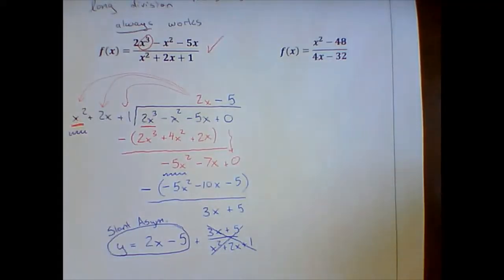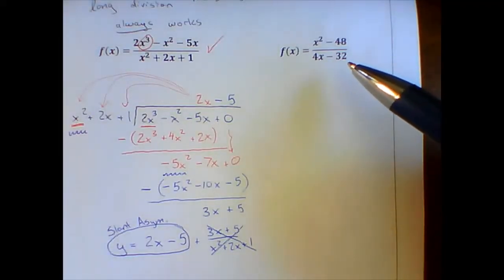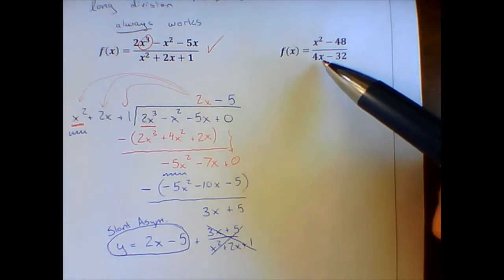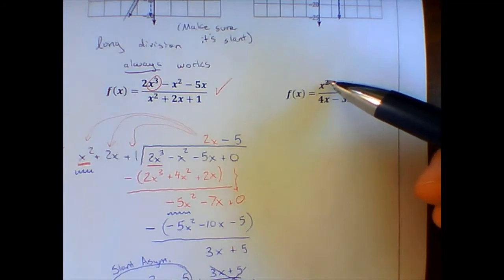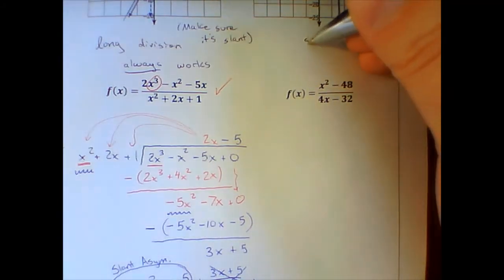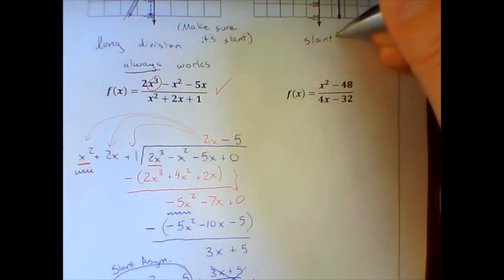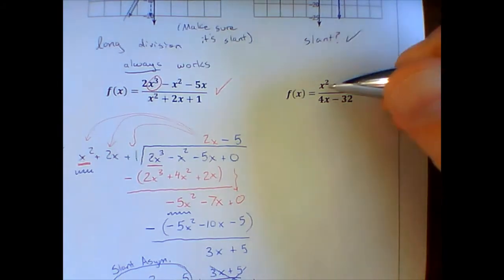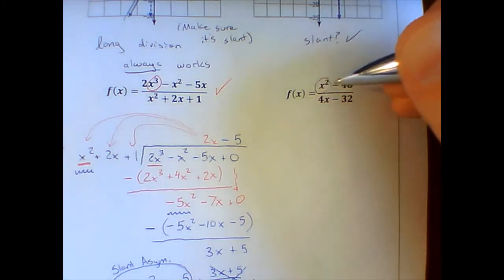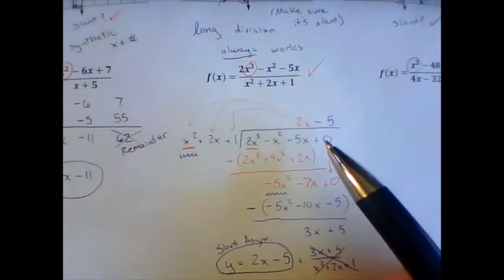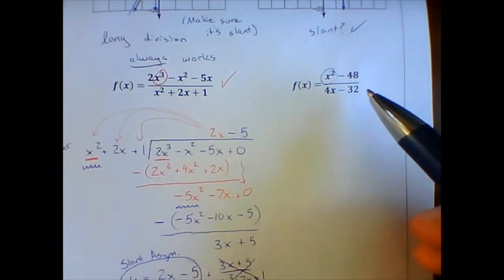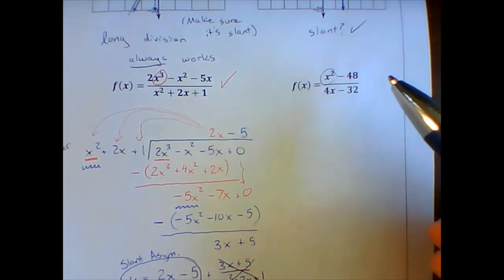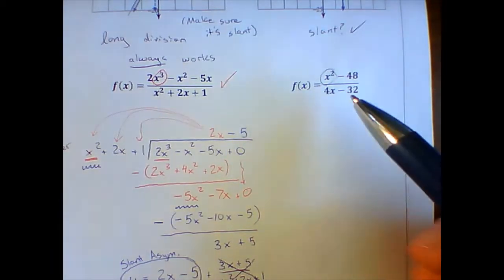Okay, for our last problem, we're going to look at two different methods in a single problem because it has a 4 in front of the x, which means synthetic, but there's a workaround that's not too bad. So first of all, let's make sure it's slant. Highest degree is on top. Yes, it is indeed slant. Okay, long division always works. Synthetic works if you know what you're doing, but this one's not bad. Okay, it's not ideal, but it's not bad.